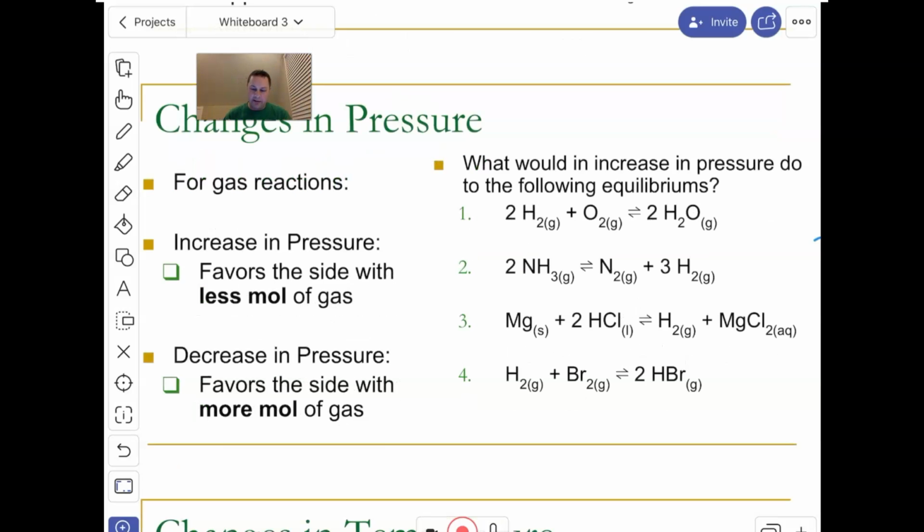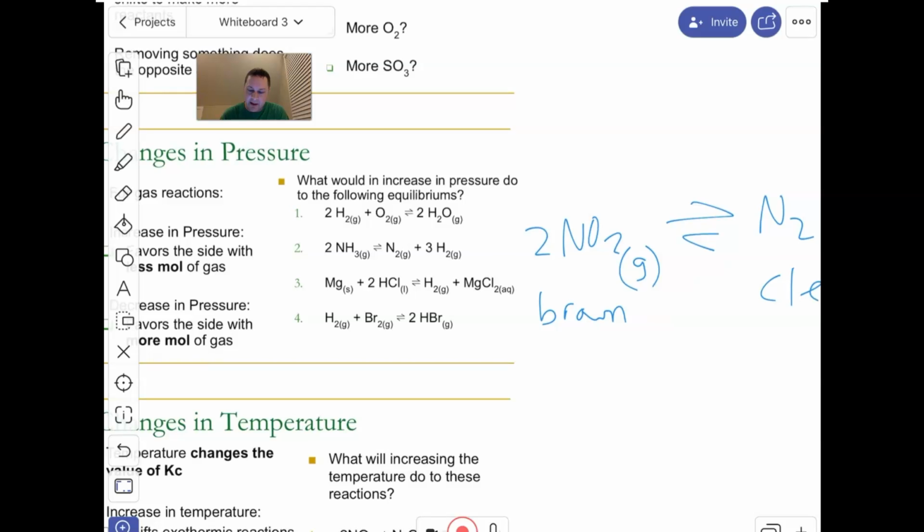All right, so let's take a look at some of these reactions that I have that are sitting here. For gas reactions, it says, which of the following would an increase in pressure do to the following equilibrium? So assuming all 1 through 4 of these are at equilibrium, what sort of things would happen? So let's take a look. We're going to look at the moles of gas, and let's get rid of this. We don't need this stuff here.